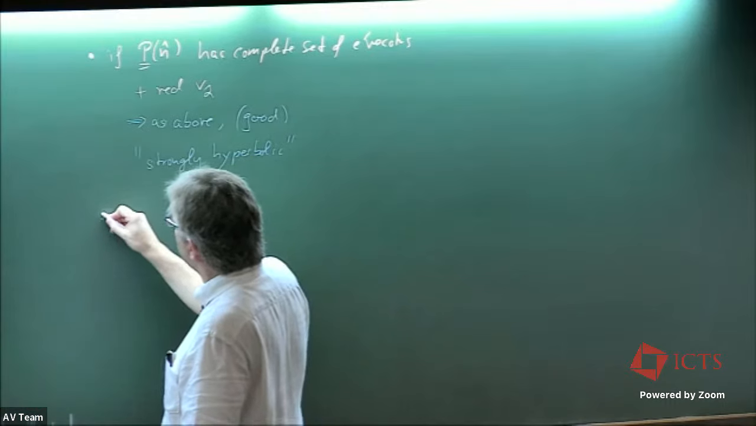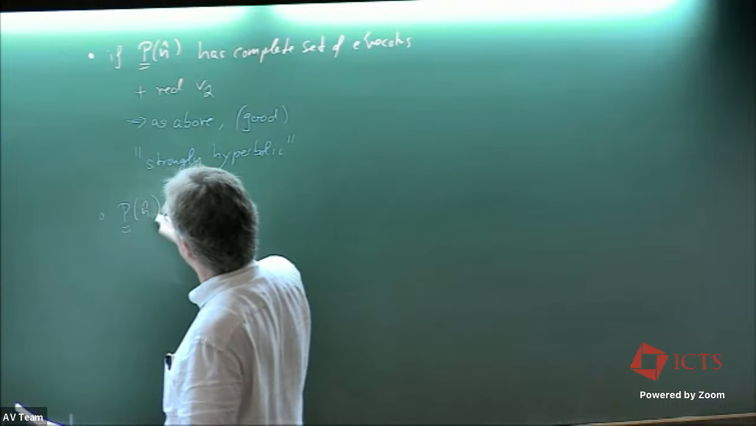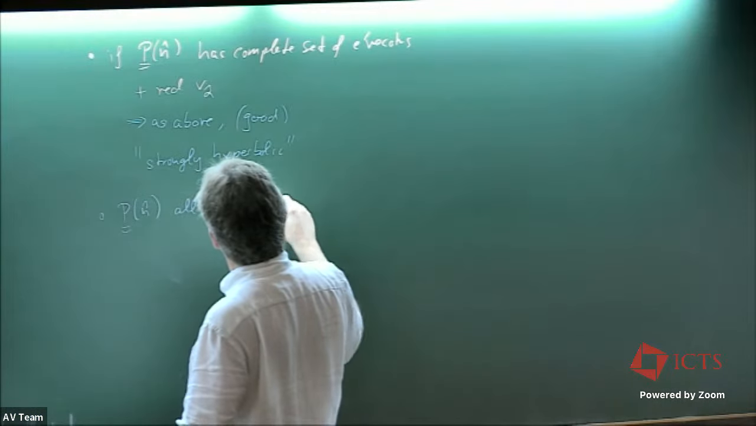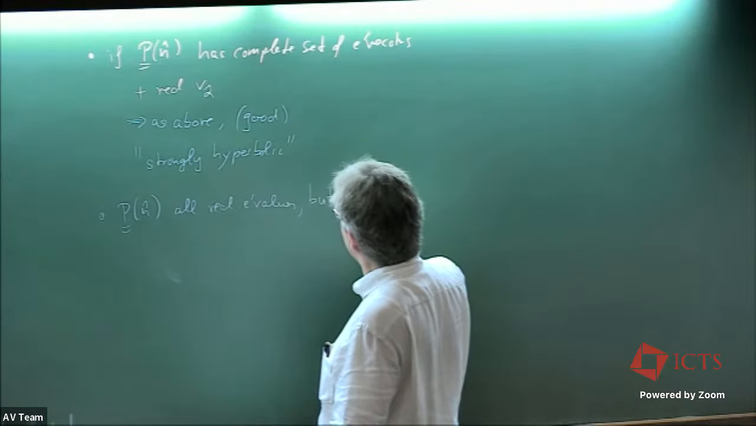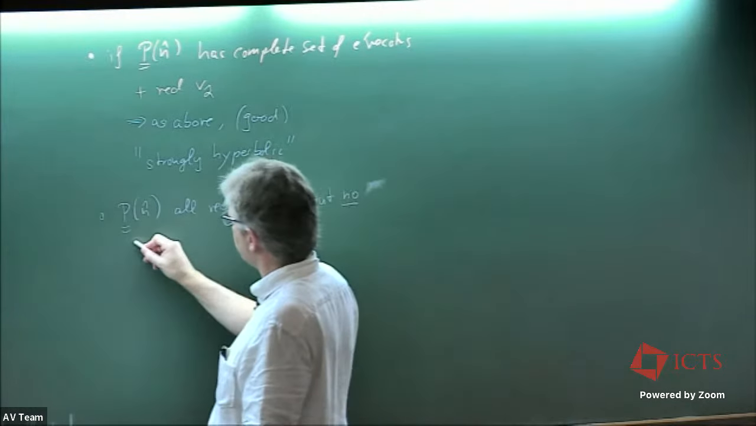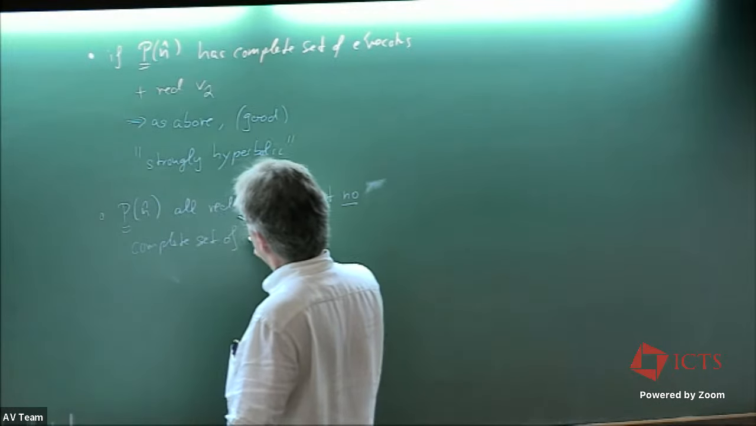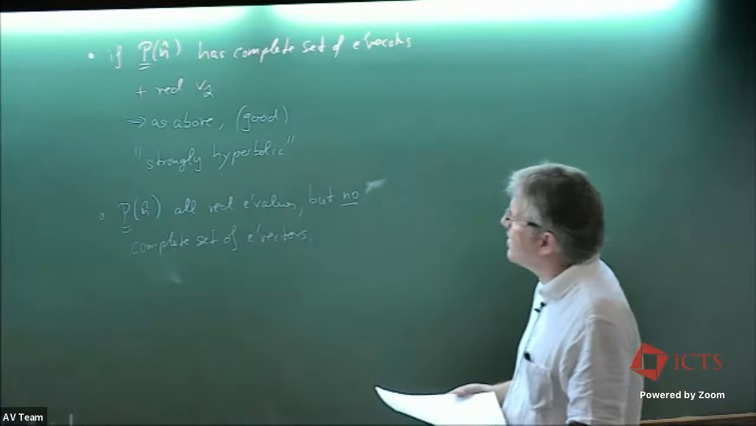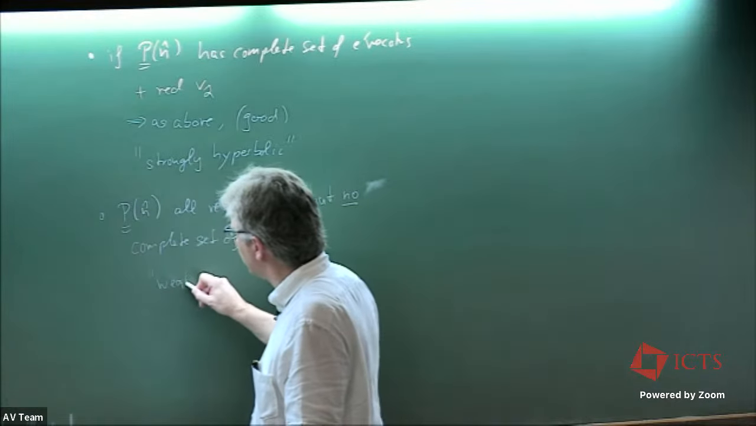And then there's a third case. P has all real eigenvalues, but no complete set of eigenvectors. This still has a name, although the name isn't really that useful. It's called weakly hyperbolic.